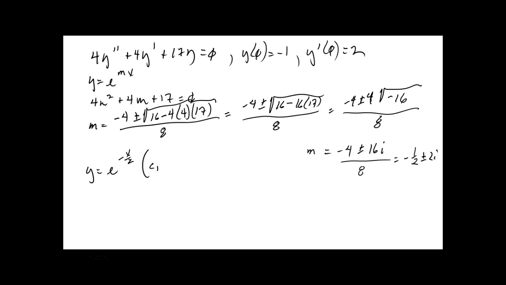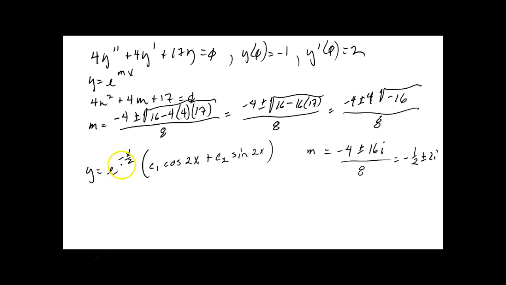C1, we're still going to do it this way. C1 times the second, cosine of 2x plus C2 sine of 2x. There's our general solution. But we have boundary conditions, or initial conditions.